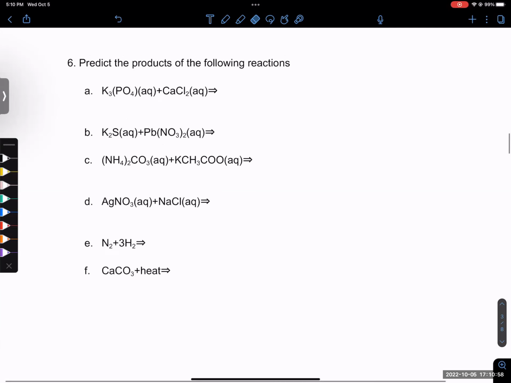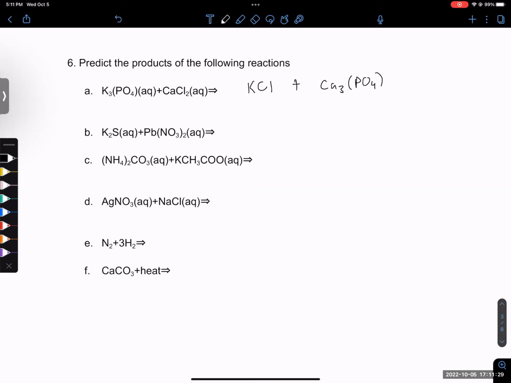Who wants to predict the products for A? So you get potassium chloride, which is soluble, and then you get calcium phosphate, which is not soluble. And then she said Ca3.